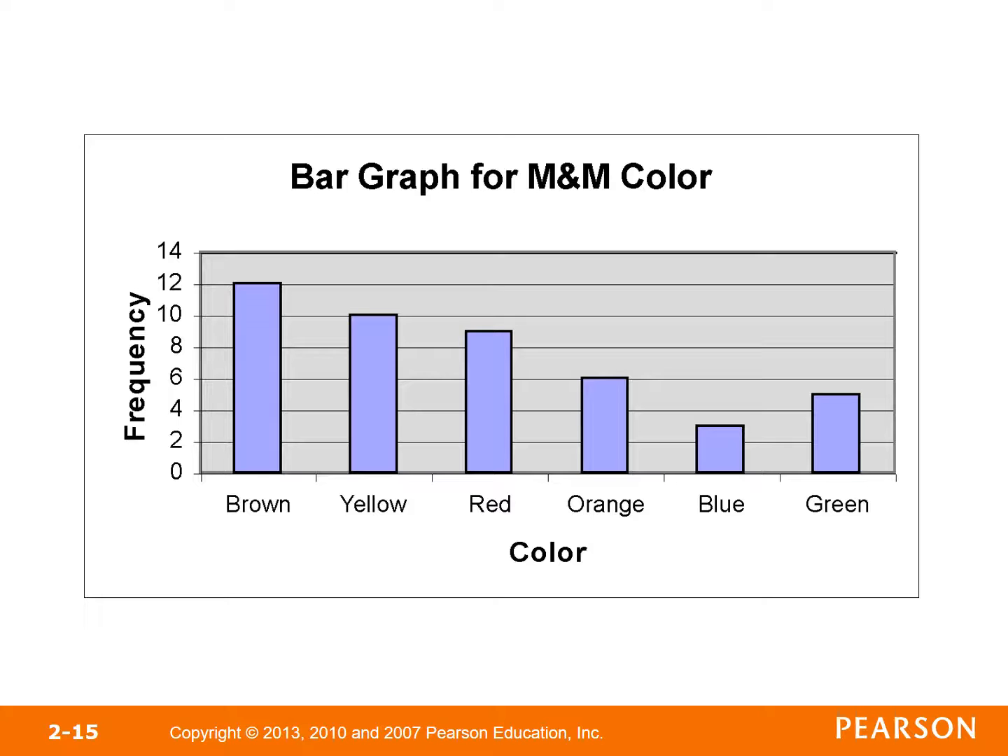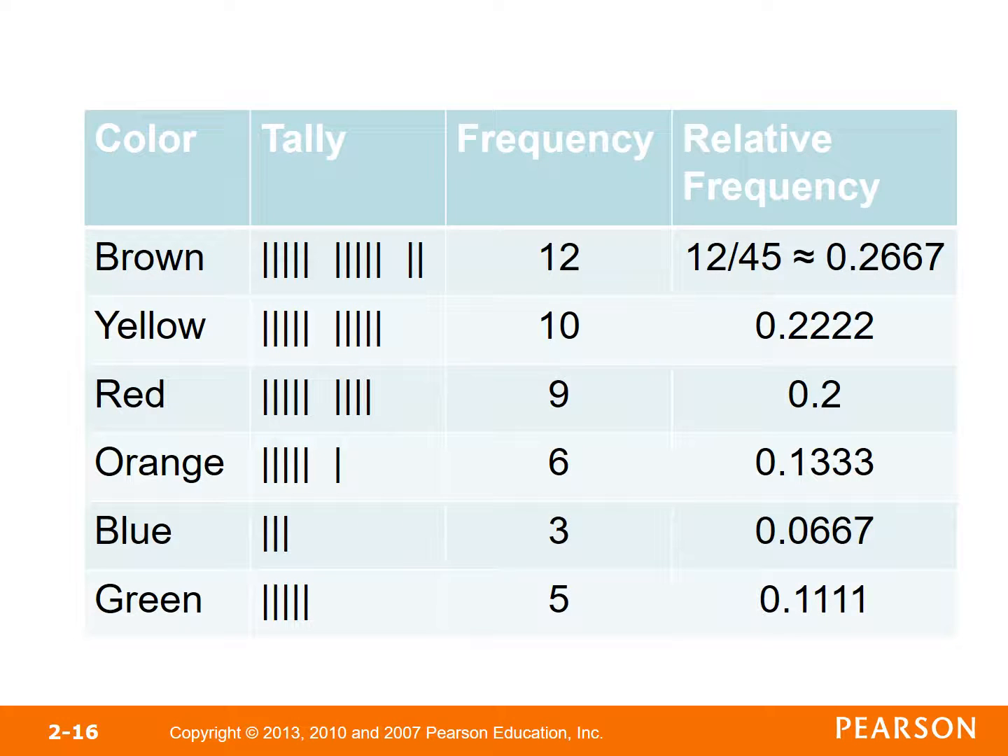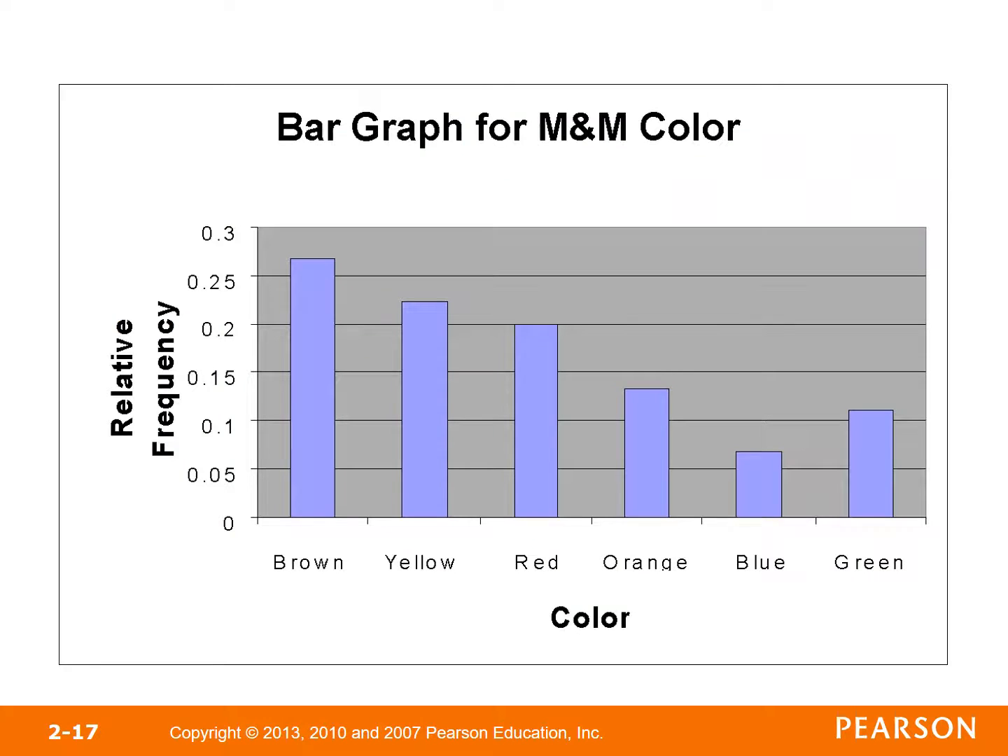I want to point some things out. First of all, bar graphs have to have a title. The bars do not touch. You have to have spaces between the bars. This is going to be different from a histogram that we'll talk about in Chapter 3, which is for numerical data. But for qualitative data, we use a bar graph, and there are spaces between the bars. We can also do the same thing for a relative frequency, and you can see what that looks like. The only change is that the vertical axis lists the relative frequencies.